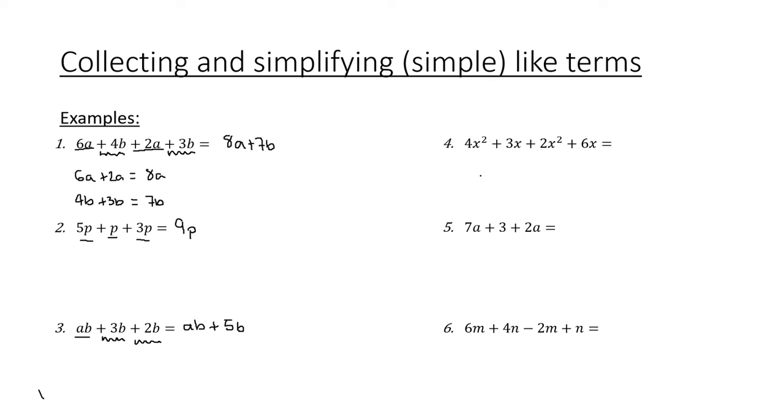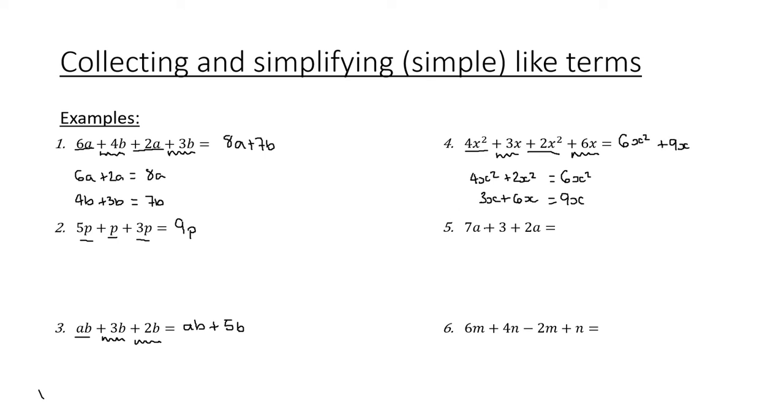Question 4. We've got 4x squared plus 3x plus 2x squared plus 6x. So having a look, what's our like term? 4x squared has a like term in 2x squared, and 3x has a like term in 6x. So if we split this up, we've got 4x squared plus 2x squared, and then we've got 3x plus 6x. 4x squared plus 2x squared gives an answer of 6x squared, and then 3x plus 6x gives us an answer of 9x. Again, they are both positive, so we end up with 6x squared plus 9x.